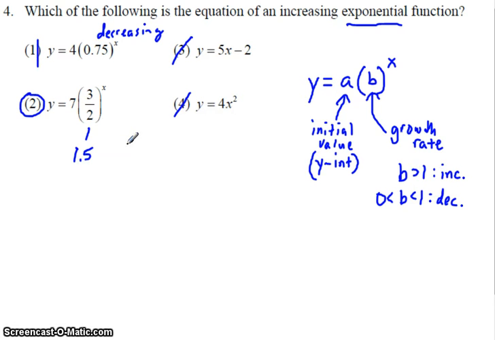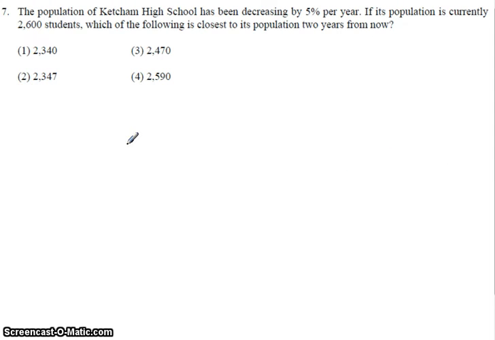Alright, let's move on to the last one. Number 7. The population of Ketchum High School has been decreasing by 5% per year. If its population is currently 2,600 students, which of the following is closest to its population 2 years from now? Alright, so this is an exponential and it's decreasing, so it's exponential decay. And again, the general form is y is equal to a times b to the x.